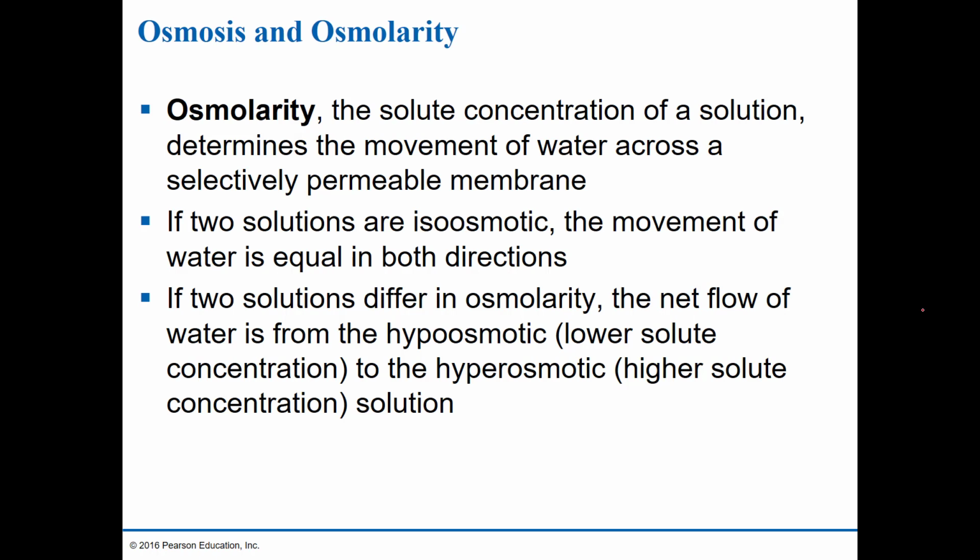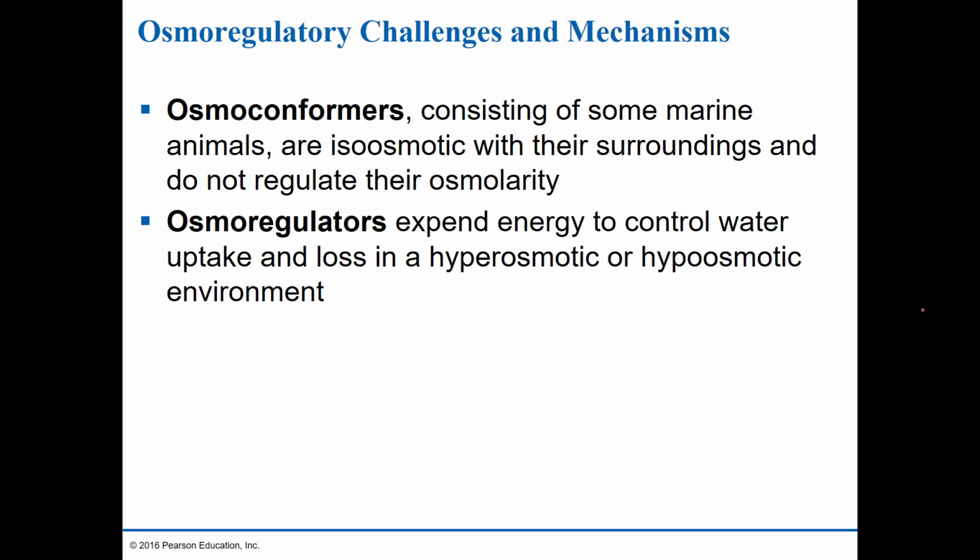If two solutions are isoosmotic, the movement of water is equal in both directions, right? If two solutions differ, the net flow of water is from lower solute concentration to higher. And that's really just review from last year. So osmoconformers are a lot of marine animals that are isoosmotic with their surroundings, and they don't have to regulate their osmolarity. Their body is just as salty inside as it is outside.